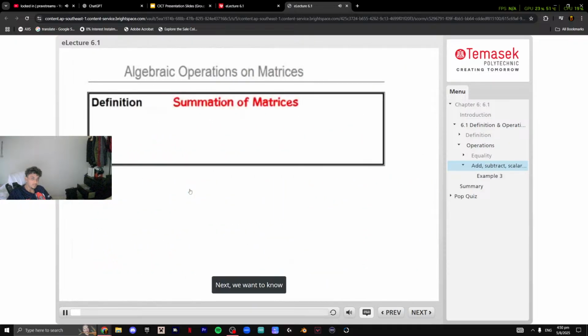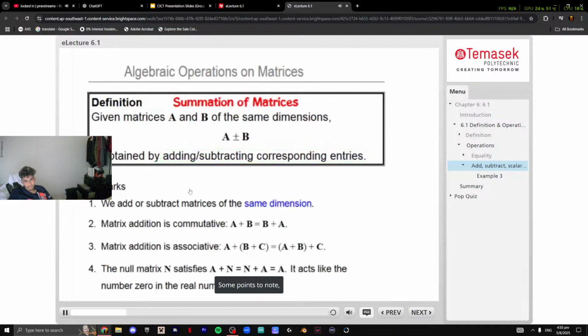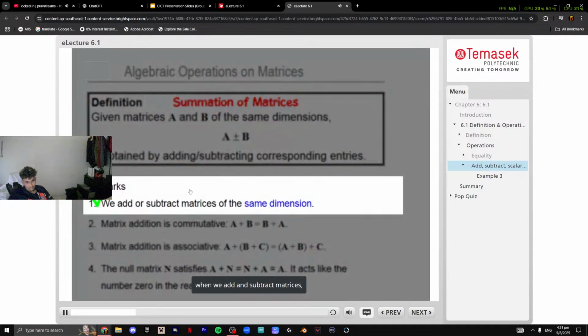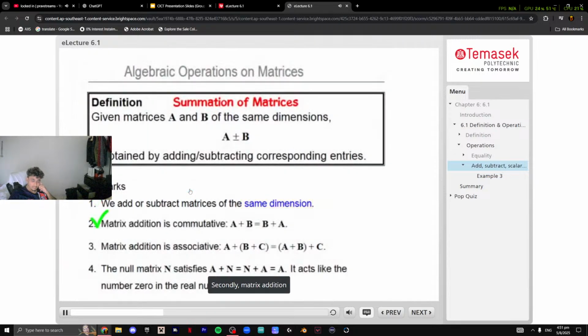Next, we want to know what it means to add matrices. If we want to add or subtract matrices, the way to do it is to add and subtract corresponding entries. Some points to note: when we add and subtract matrices, they must be of the same dimension. Secondly, matrix addition is commutative. Thirdly, it is also associative.